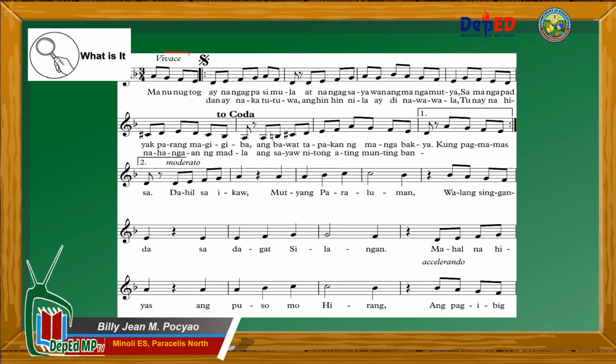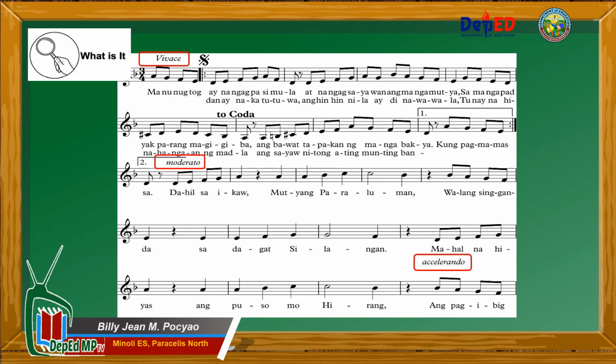Have you noticed vivace, moderato, and accelerando? Very good. These tempo marks affect how the song is sung. Example, starting manunugtog ay nangagpasimula up to ang sayaw nitong ating bansa. This will be sung in fast and lively manner because of the tempo marks vivace.